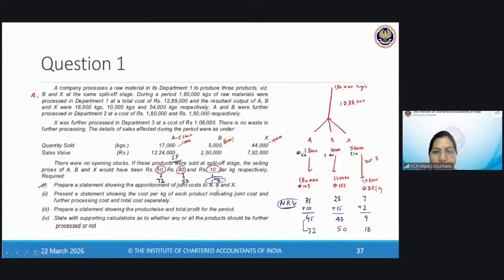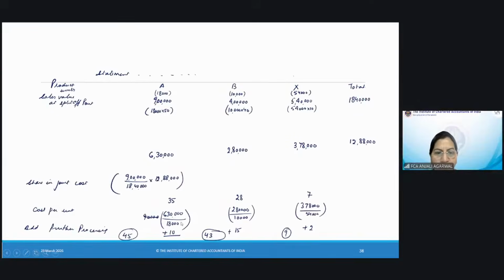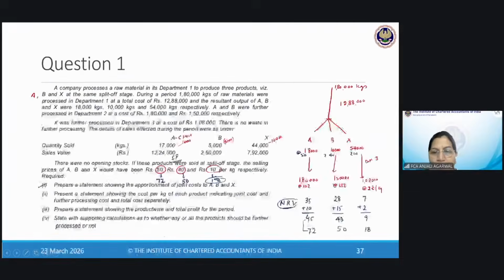So first we have prepared the share of joint cost using sales value at split off point. Then we have found out the cost per kg indicating share in joint cost plus further processing cost. So this is that statement you will do and show the calculations either as a working note or here itself within brackets. Third, prepare a statement showing product wise and total profit for the period. Now that is where you will use 17, 5, and 44.